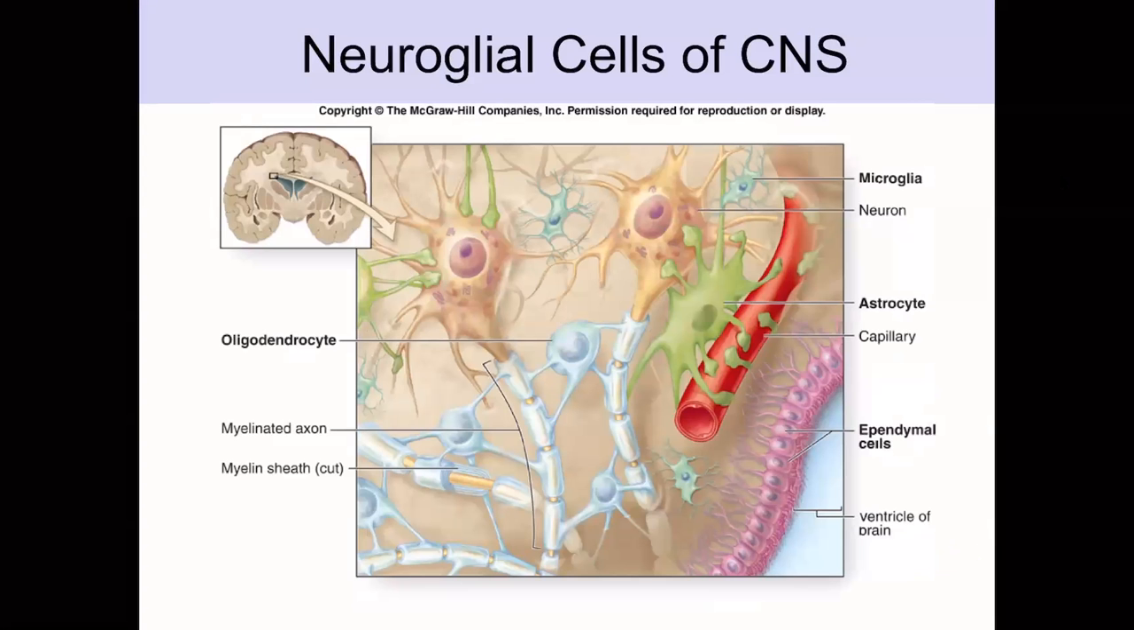Now we want to talk about what neuroglial cells actually are. Glial is like glue. So nerve glue is how I always think of this.